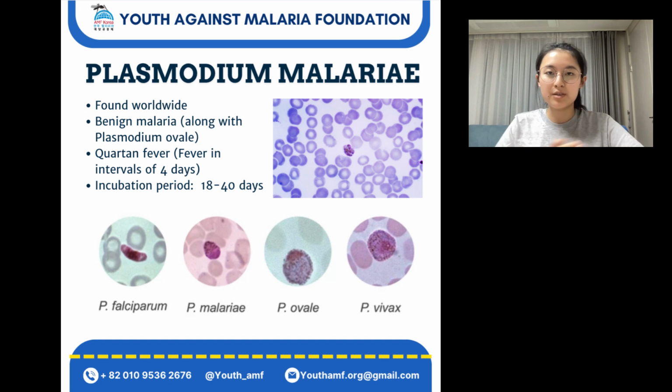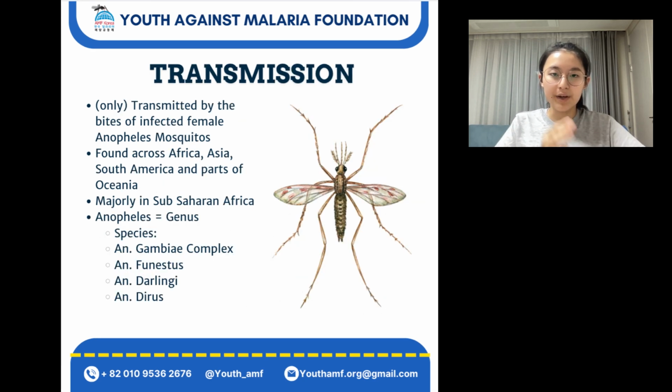In terms of the transmission of malaria, it's transmitted only by the bites of infected female Anopheles mosquitoes, and it's found across Africa, Asia, South America, and in parts of Oceania. It's majorly dominant in sub-Saharan Africa, where malaria is known to be the most severe. Anopheles, by the way, is a genus, and under this genus we have several other species that are concentrated in specific continents or found worldwide.